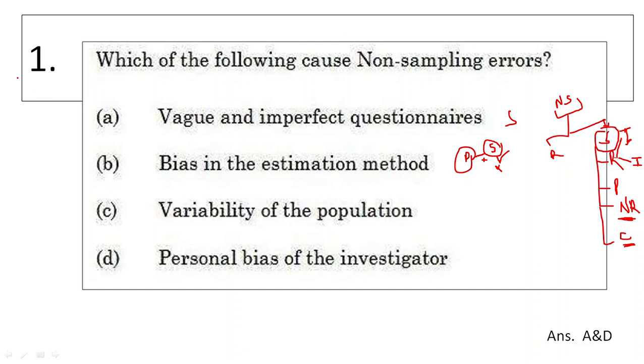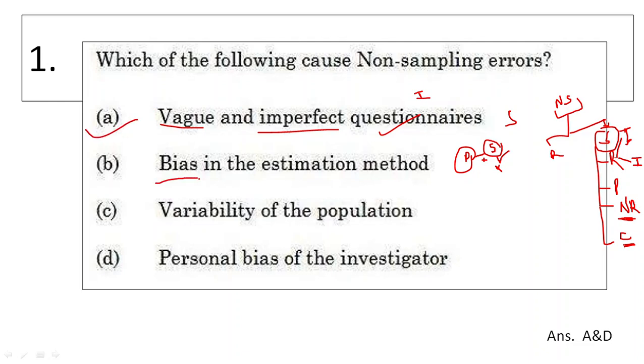So if we look into the options, there's vague and imperfect questionnaire. So it is an error with respect to the questionnaire you have designed, that is the instrument you're using for the collection of data. So this is a non-sampling error.